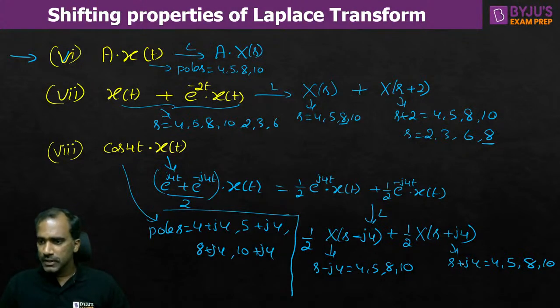How about this function? j4 on the other side becomes minus j4: 4 minus j4, 5 minus j4, 8 minus j4, 10 minus j4. I can write them separately, or else I'll write it like this: 4 plus or minus j4, 5 plus or minus j4, which means 2 poles here, 2 poles here, 8 plus or minus j4, 10 plus or minus j4. So these poles and these poles are conjugate of each other. Okay, so there are 8 poles here. I guess it is clear till this point.